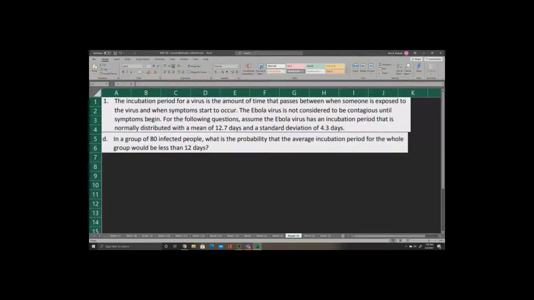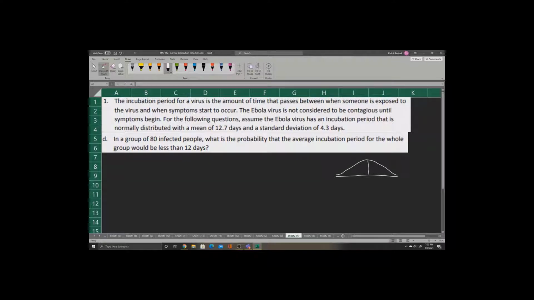Problem D. In a group of 80 infected people, what is the probability that the average incubation period for the whole group will be less than 12 days? Again, we'll draw a picture. We'll mark our mean at 12.7. We're being asked less than 12 days, so we're going to go left from 12. So we'll make a mark for 12, and we're interested in the left piece.